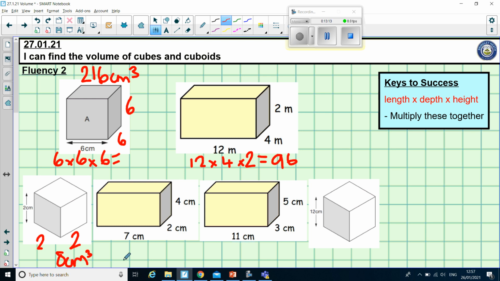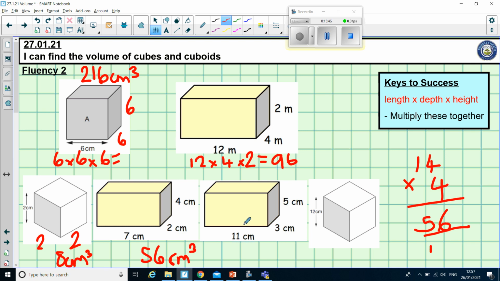Okay, next then we would have done 7 times 2, which is 14, and then 14 times by 4. So the answer we were looking for on that one, so we're doing 14 times by 4. 4 times 4 is 16, 4 times 1 is 4, add my 1 is 5. 56 centimetres cubed.